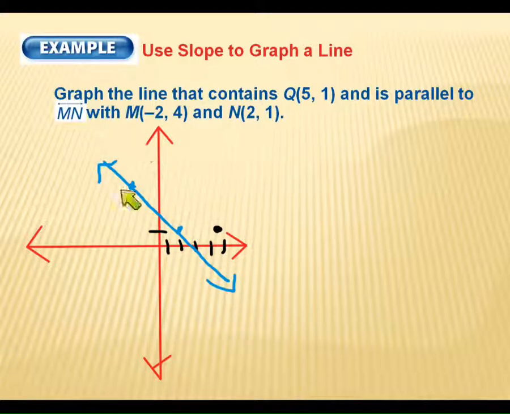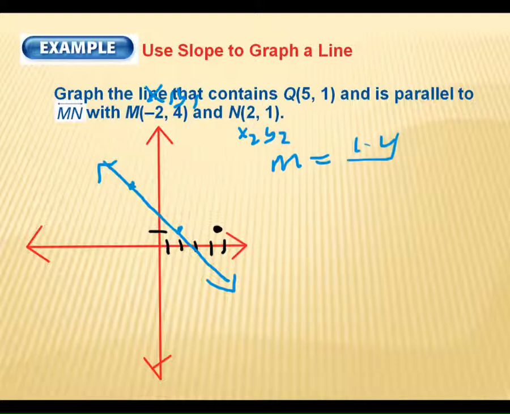Well, I need to know what's the slope of this line, because in order to be parallel to this line, it has to have the same slope. So I need to find the slope between M and N. x1, y1, x2, y2, 1 minus 4 over 2 minus -2, -3 over 4. I need it to have a slope of -3 over 4. So all I'm going to do is go to this point, and go down 3 and to the right 4. And it would be somewhere about here, and draw that line.